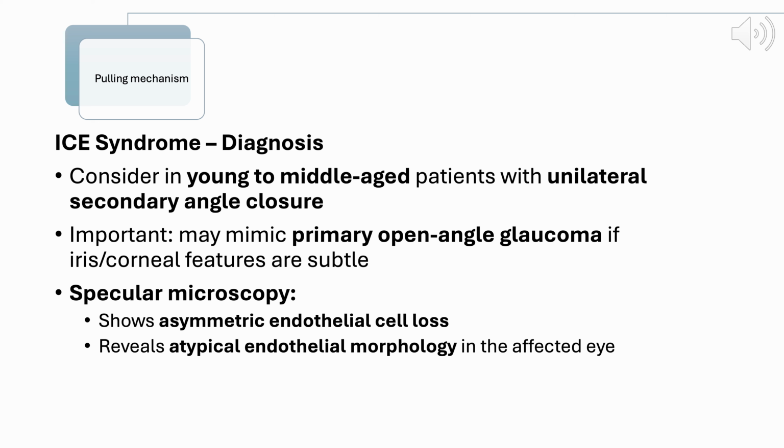When diagnosing ICE syndrome, it should always be considered in a young to middle-aged patient who presents with unilateral secondary angle closure. One of the challenges is that ICE can sometimes mimic primary open-angle glaucoma, especially if the iris and corneal changes are subtle. That's why a high level of suspicion is important in the right clinical setting. Specular microscopy is especially useful. It typically shows asymmetric endothelial cell loss between the two eyes and reveals atypical endothelial morphology in the affected eye. These changes confirm the abnormal endothelial behavior that drives the disease.